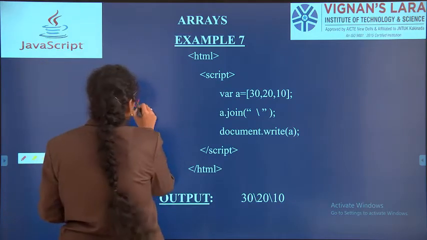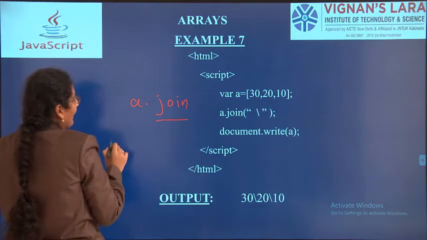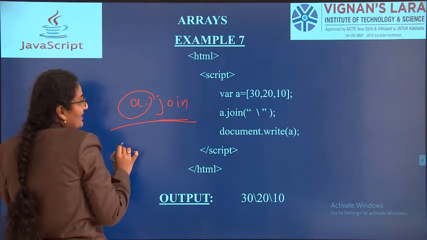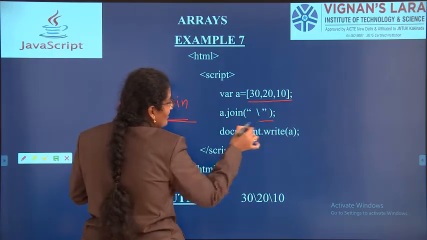A dot join is nothing but the join method. Join is a method in the array object. Since our array name is A, we are using A dot join. See here, my array elements are 30, 20, 10. I want to join them using the slash.